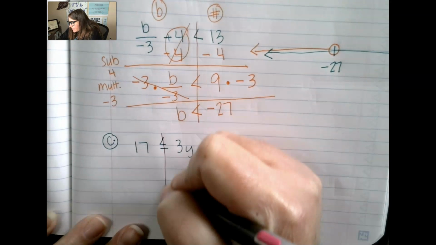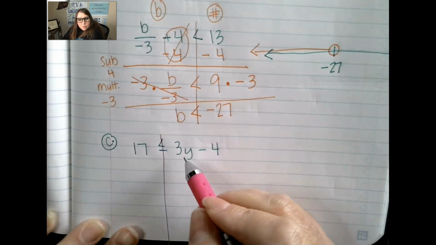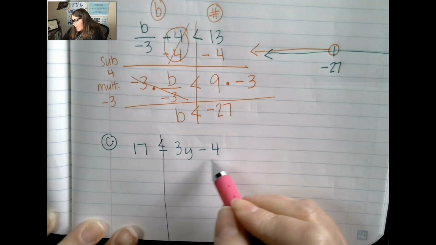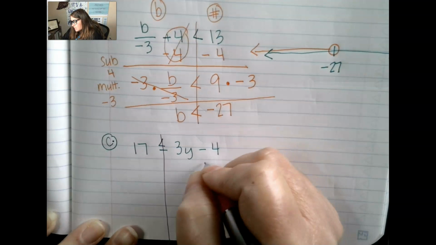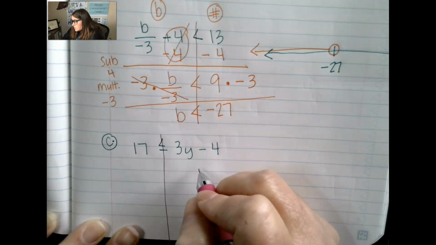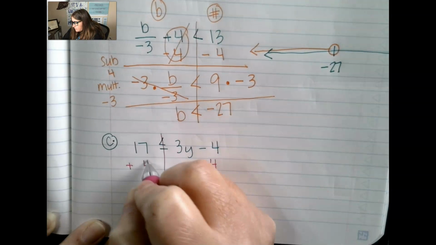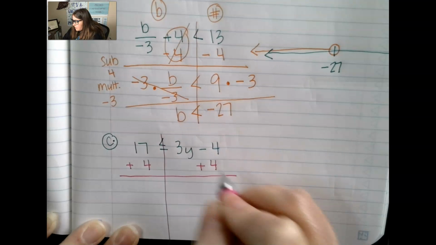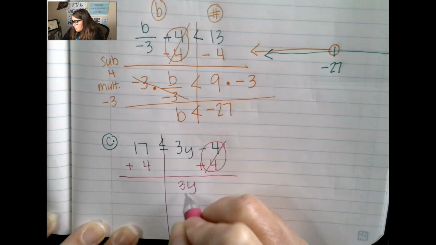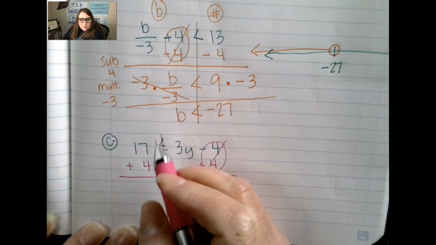Again, we're going to draw our balance line. And we're ready to start. We want letters on one side, numbers on the other. So we're going to start over here again at step 1, which is either adding or subtracting. We have subtraction, so we're going to add, and we're going to add. This goes away and becomes 0. Just leaves us 3y. And on this side, we have 17 plus 4, which gives us 21.